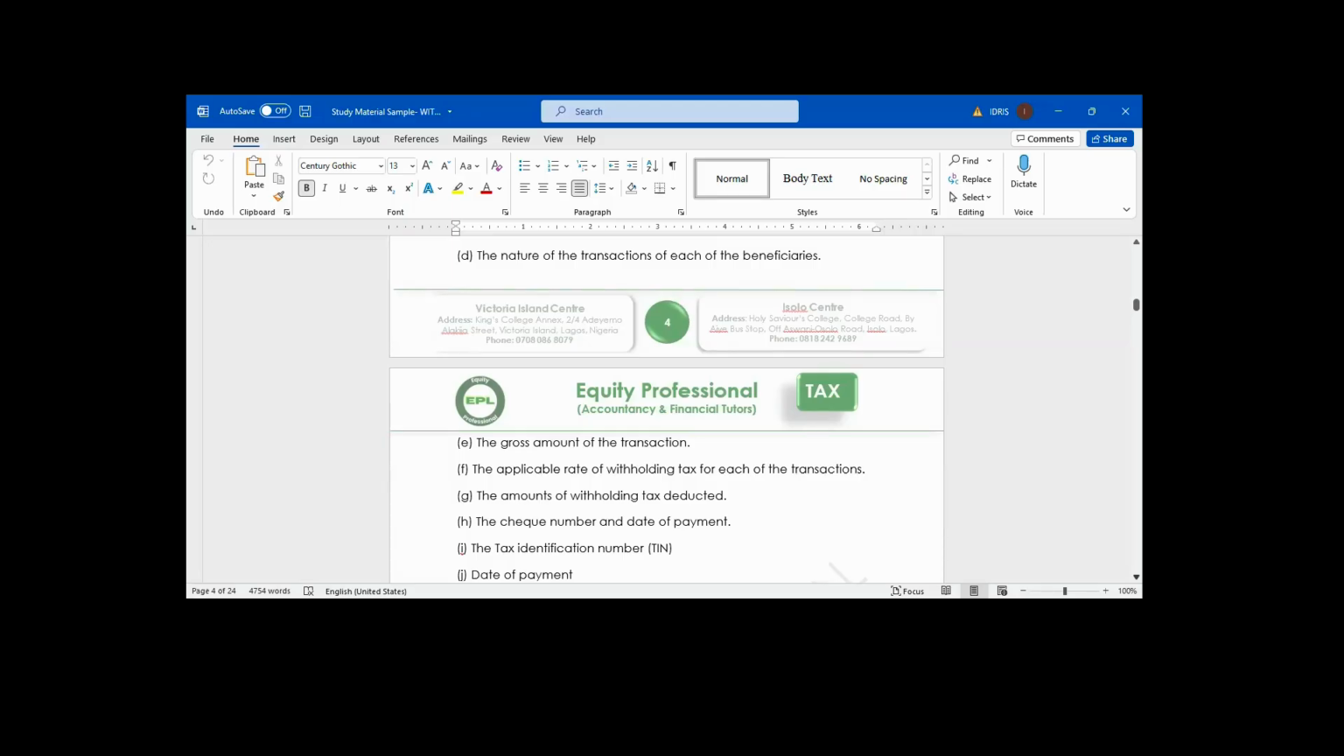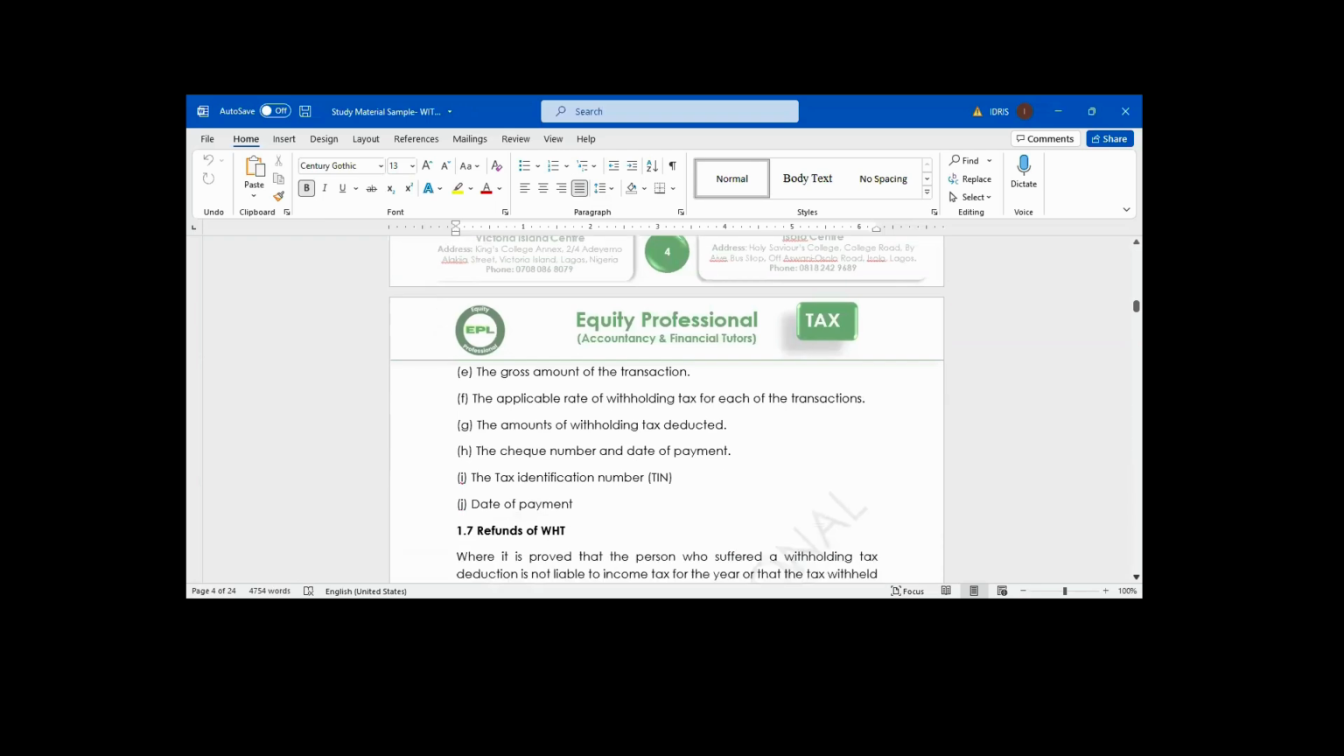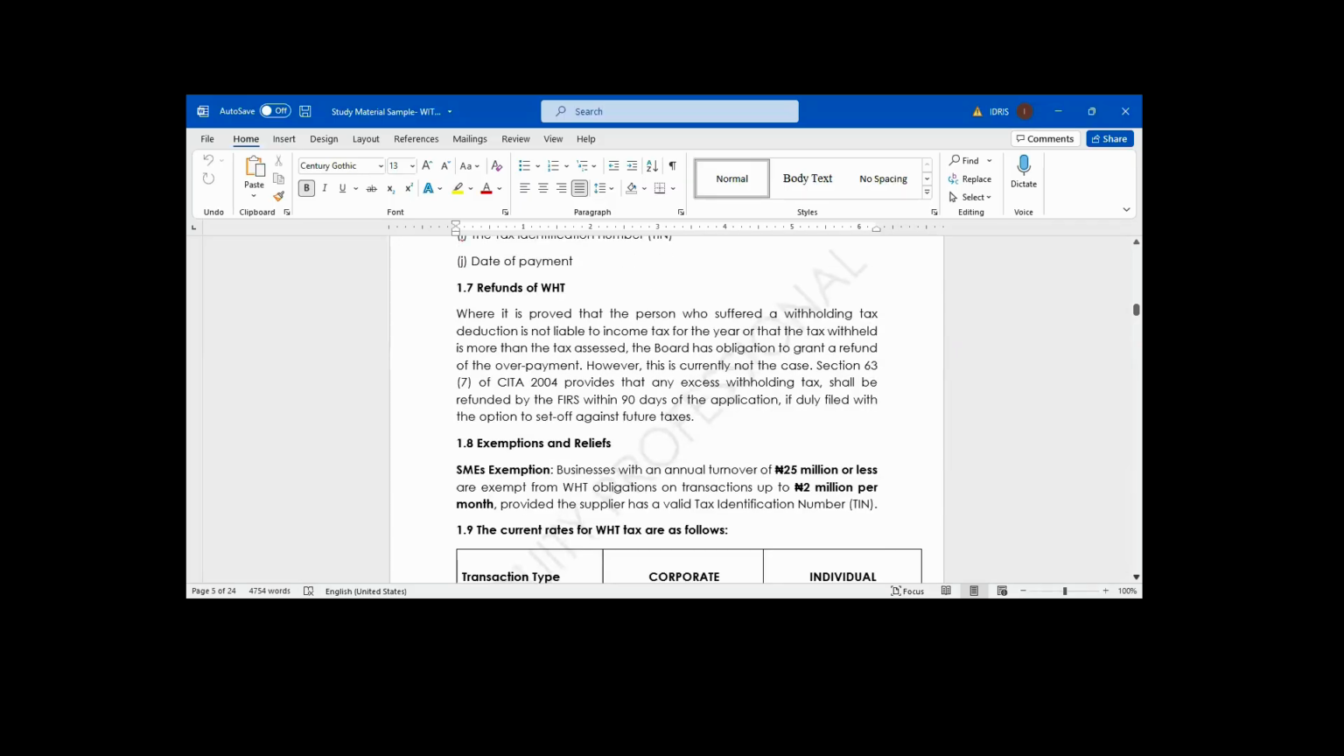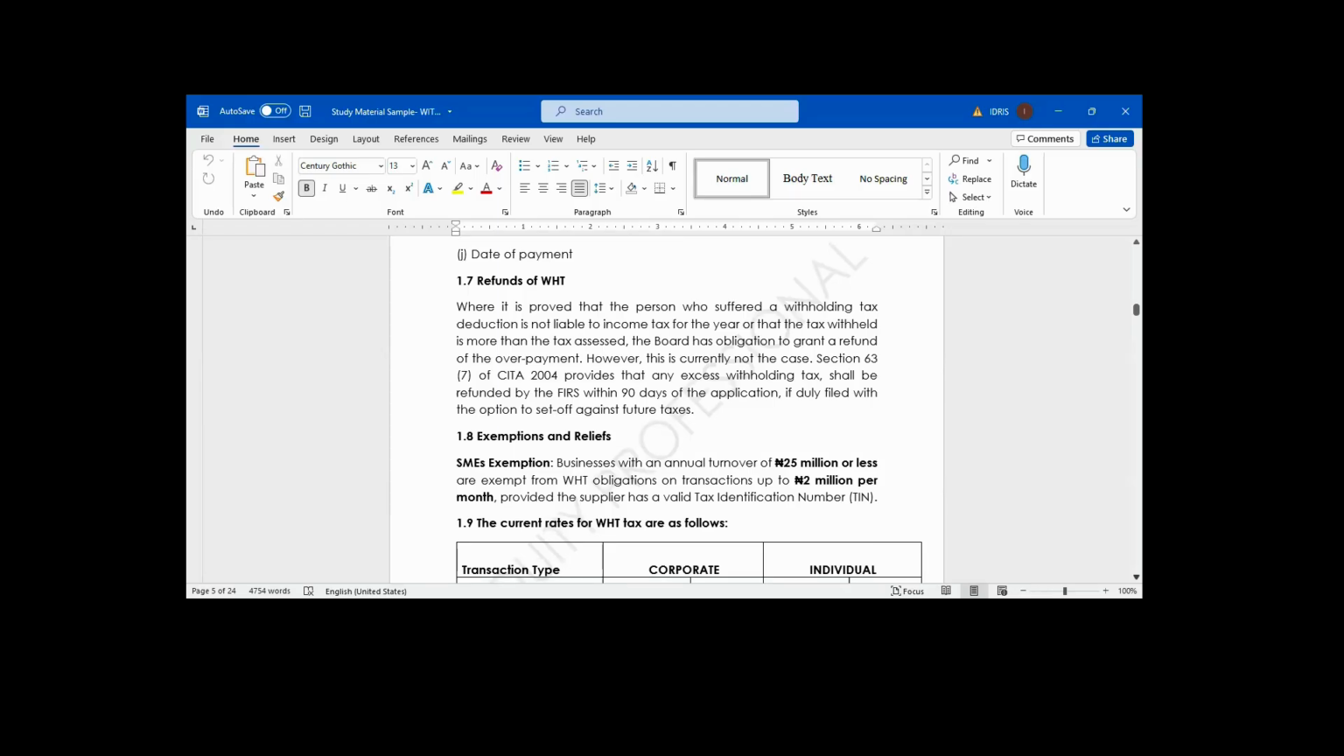Another content of the withholding tax return is the amount of withholding tax deducted. The tax identification number of the beneficiary. The date of payment too. The date on which you pay for the transaction and the date on which you remit the withholding tax to the tax authority.